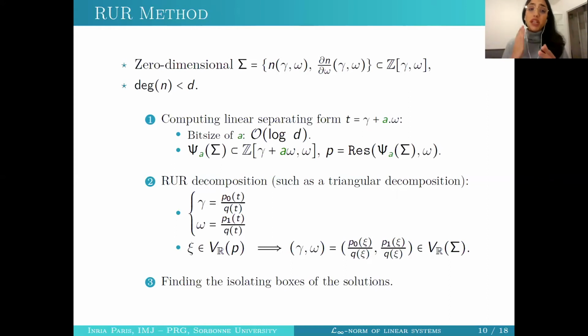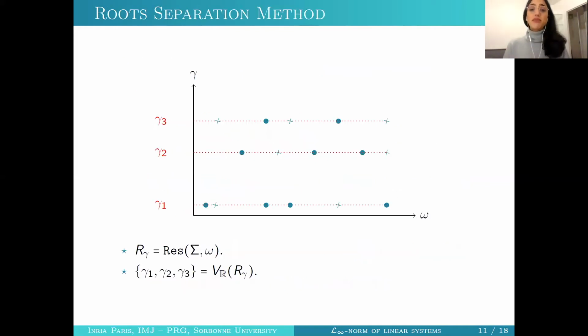So here we simply apply this method over our problem. We obtain the isolating boxes of the solutions, and we just pick the maximal gamma projection to be our L-infinity norm of T. Next, for the root separation method, we start by computing the gamma projection of the system solutions to the gamma axis, of course, by computing the real roots of the resultant polynomial of sigma with respect to omega.